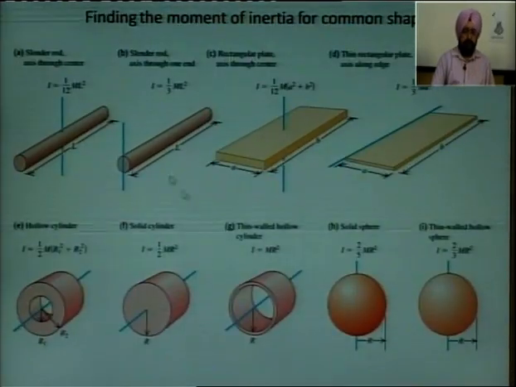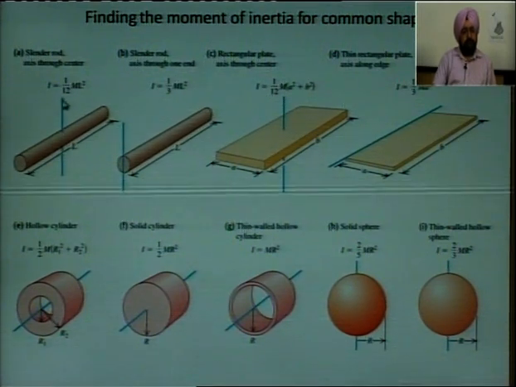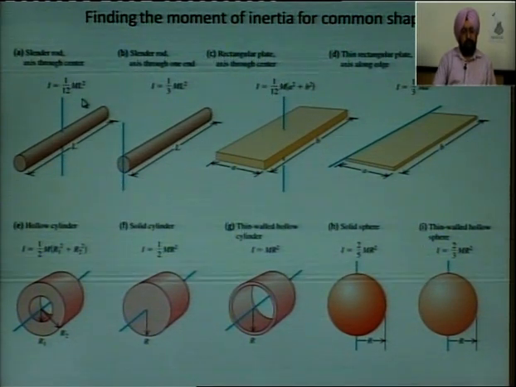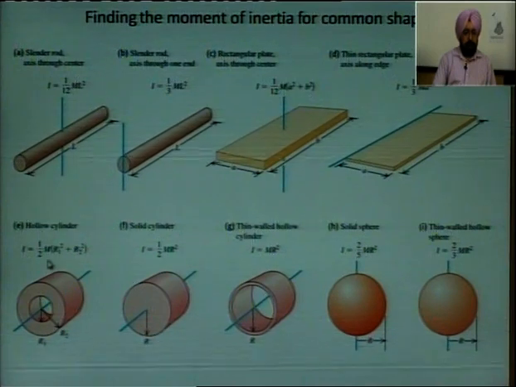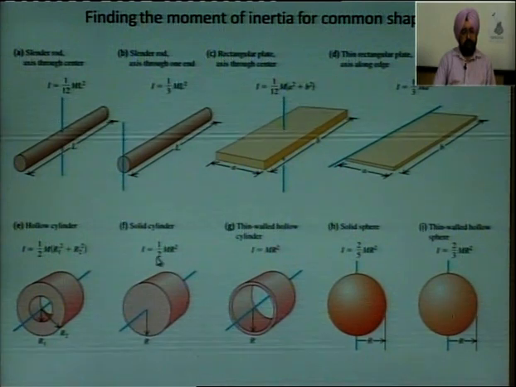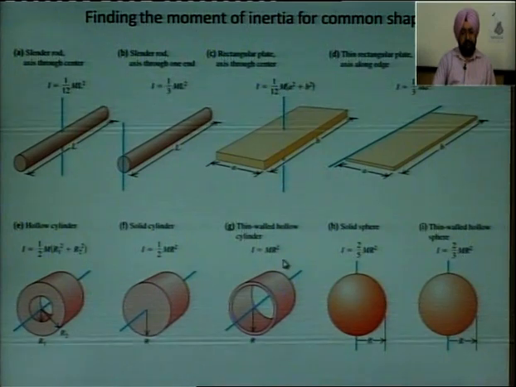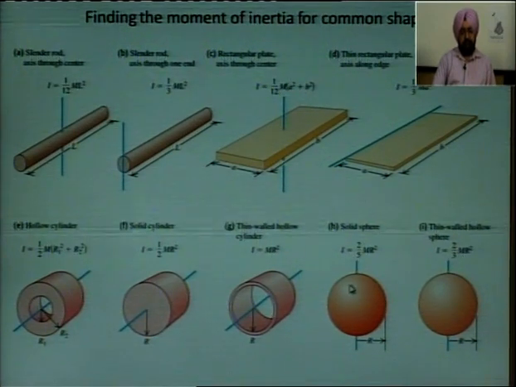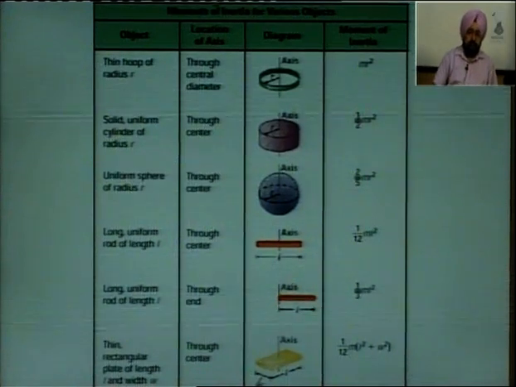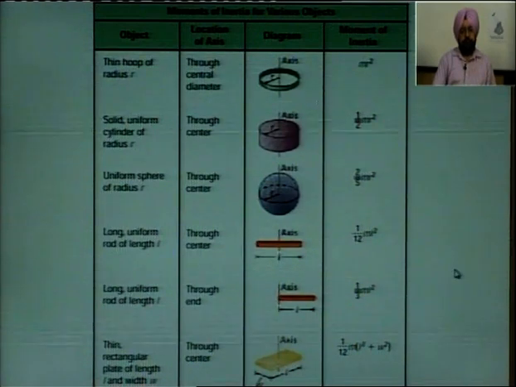Now, different moment of inertia of different bodies. This is a rod here, moment of inertia is 1 over 12 ML square. Moment of inertia of a hollow cylinder is half M (r1 square plus r2 square). For a solid cylinder it is half MR square. For a thin walled hollow cylinder it is MR square. For a solid sphere it is 2 by 5 MR square. For a hollow sphere it is 2 by 3 MR square. This is another slide which shows the moment of inertia of different bodies.